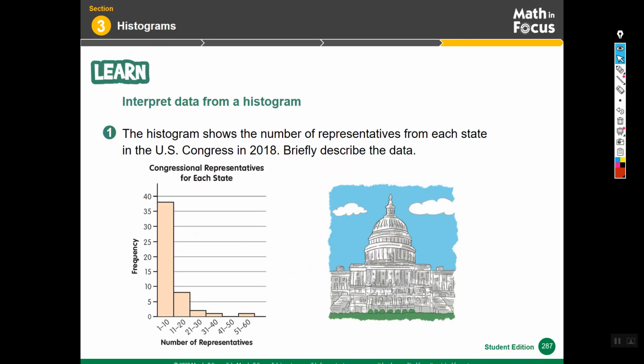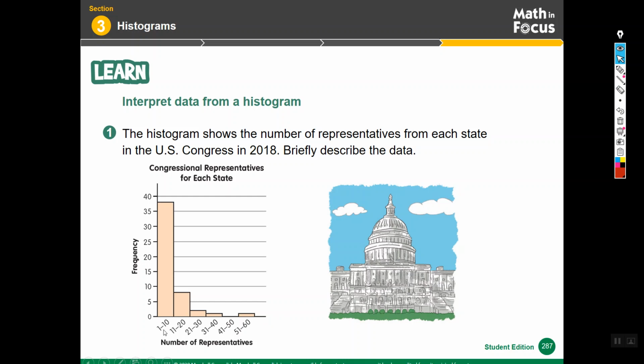The histogram shows the number of representatives from each state in the U.S. Congress in 2018. Briefly describe the data. When you look at this, see, this has a label, so we know that these are the numbers of representatives. We know that this is how often. The frequency is always going up. How often it happens is always on your y-axis, and the intervals are always on your x-axis, okay?